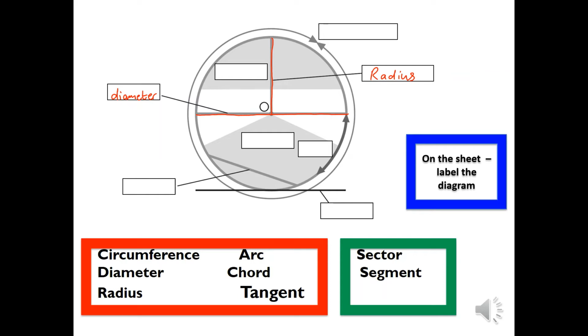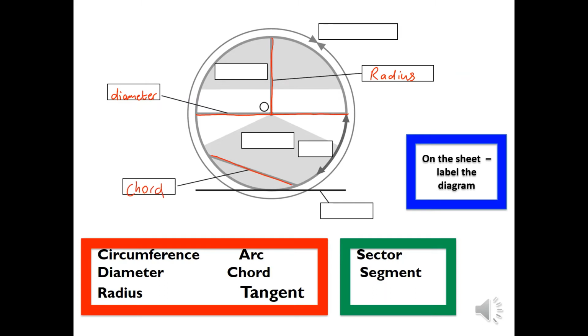Chord is a line formed between any 2 points on the outer side of the circle. So I'm just going to highlight here the 2 points on the outside of the circle. The first point there and the second point there. The line formed between these 2 points is known as the chord. So I'm just going to label that chord.